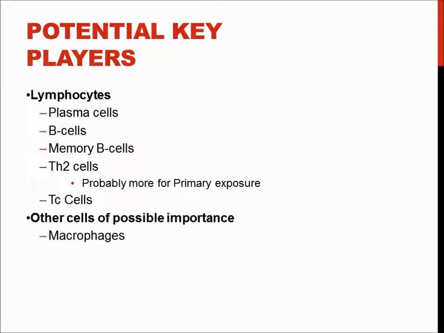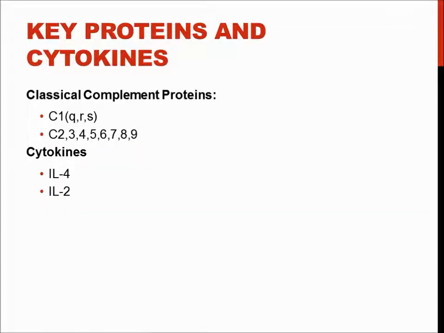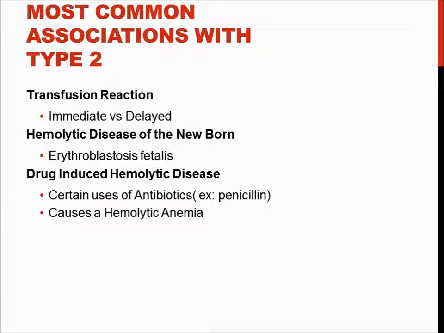This slide shows the key potential players involved in hypersensitivity type 2 reactions. The first big category we have are lymphocytes. This includes the plasma cells, the B cells, the memory B cells, the Th2 cells, the cytotoxic T cells, and the macrophages. Just like the previous slide, these are just some of the key proteins and key cytokines that are involved in hypersensitivity type 2 reactions.